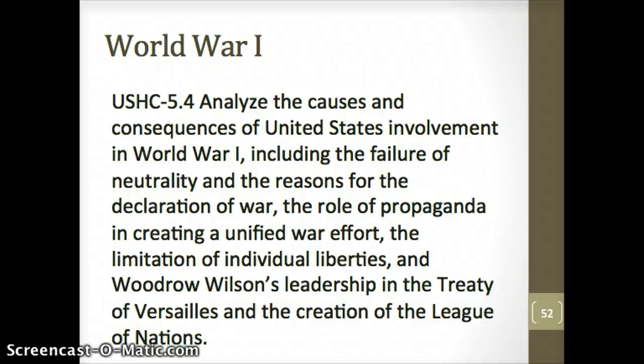These are the 5.4 notes. This is on World War I. And what we're going to do in World War I is analyze the causes and consequences of the United States' involvement in World War I.